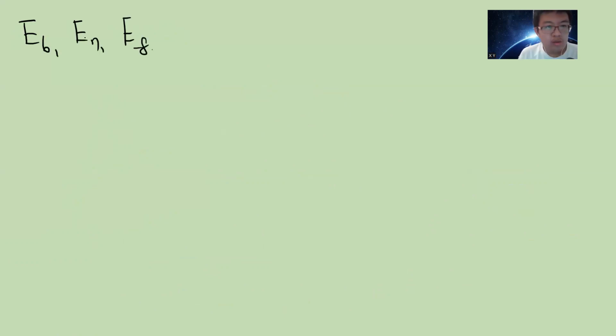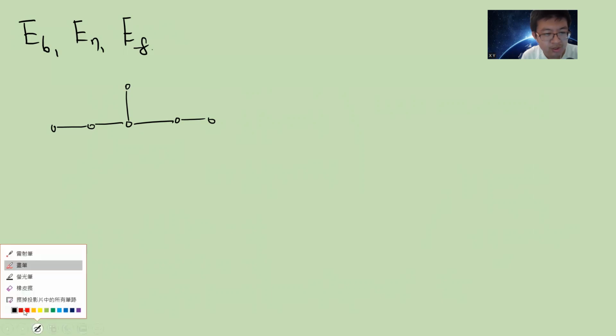Okay, so what is the E? Let's draw E6. Okay. So E6 is okay, but you cannot add here, right? Because we just proved that you cannot add here. So adding here is not okay.